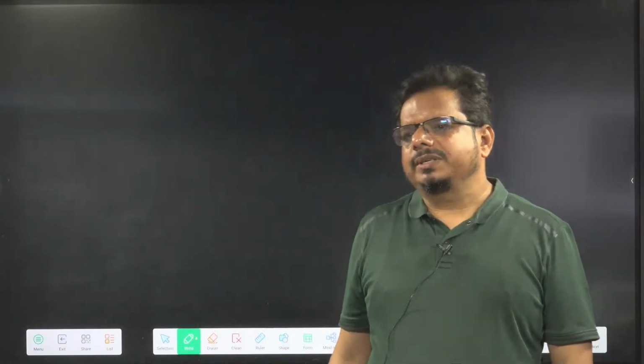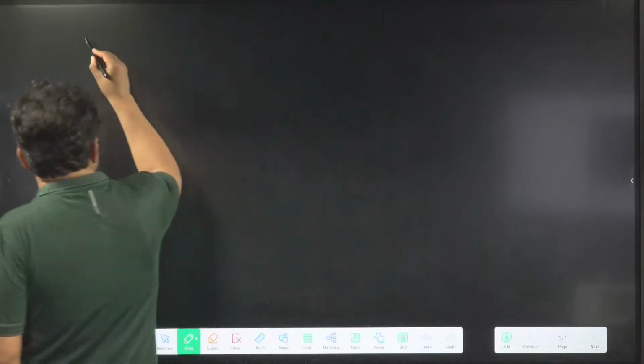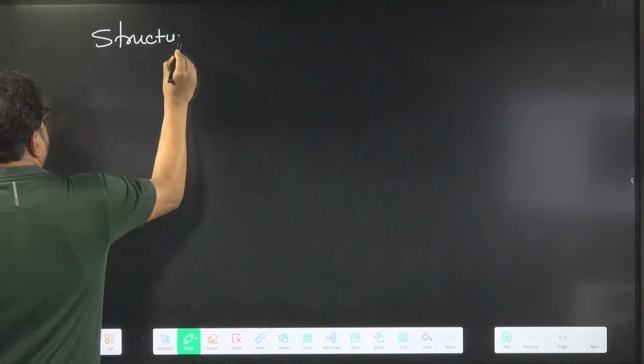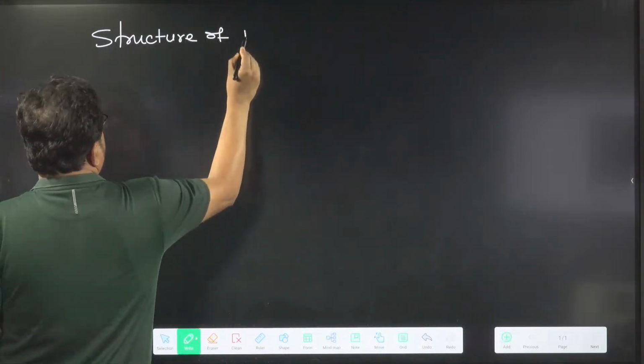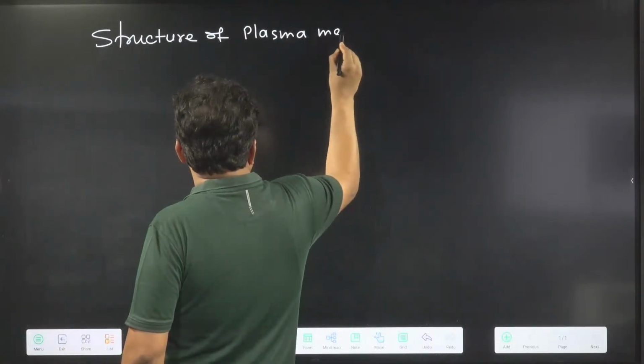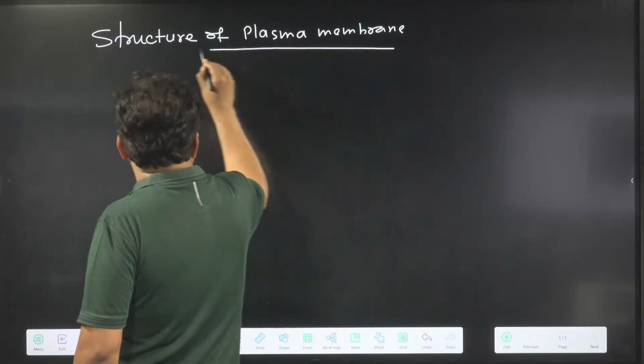Okay, ji. So probably in the last class we discussed some of the composition of the plasma membrane, and now we have to study which one? The structure of the plasma membrane, right? So we are starting with the structure of the plasma membrane.